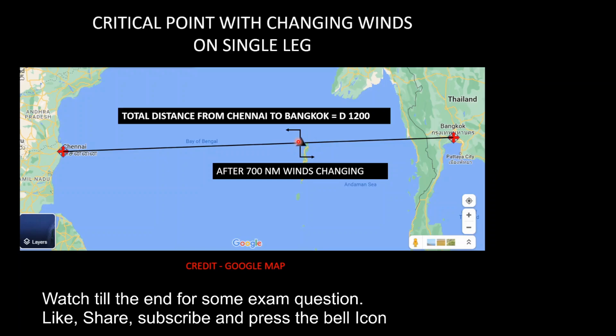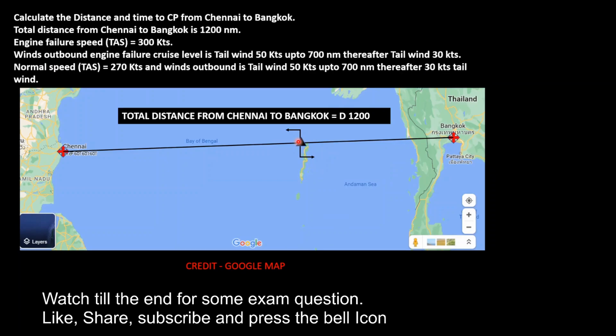the winds are changing. The question is going to be like this: calculate the distance and the time to CP from Chennai to Bangkok. The total distance from Chennai to Bangkok is 1200 nautical miles. Engine failure speed is 300 knots. Winds outbound, at engine failure cruise level, is a tailwind of 50 knots up to 700 nautical miles, and from here onwards it is 30 knots of tailwind.